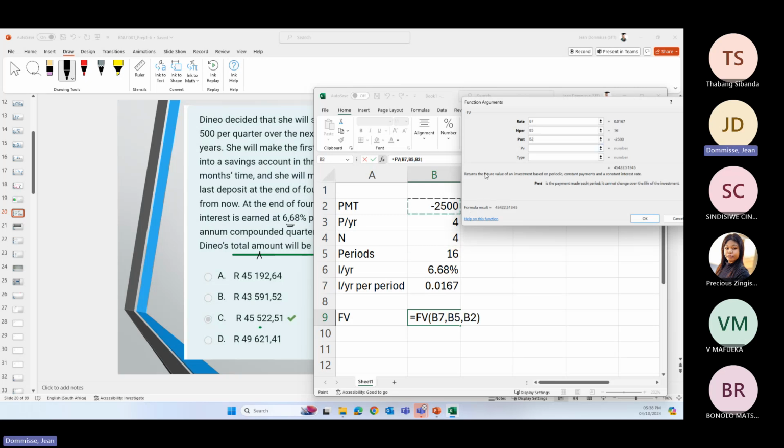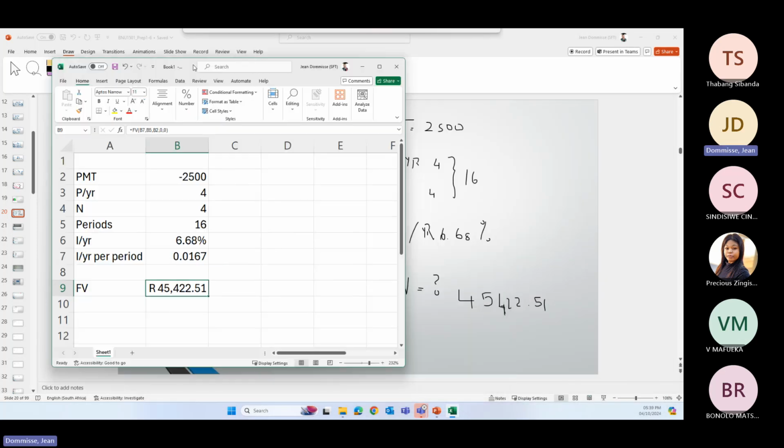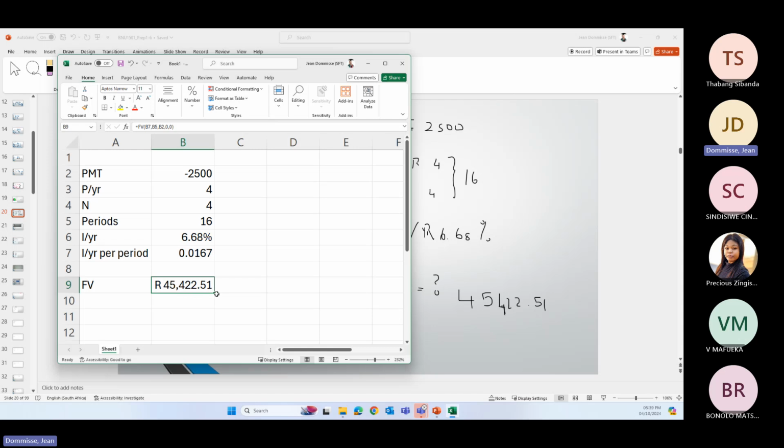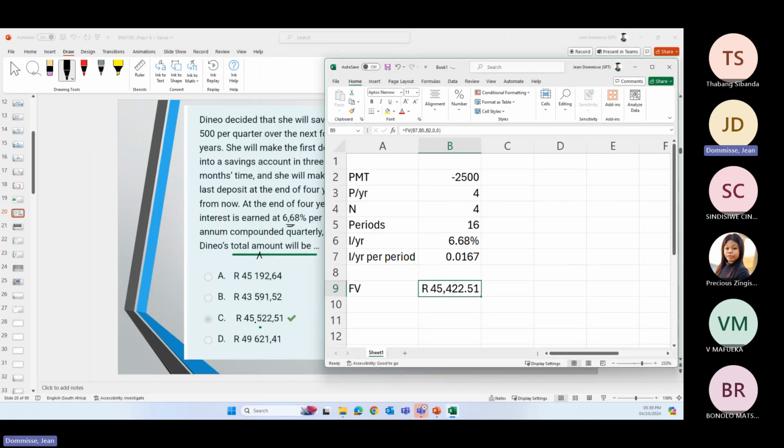PMT was the 2,500. We don't have any present value. And there you can see also the 45422.51, which again is not actually what they said was the correct answer. So you can see again they made a mistake in there, and something like that should not happen in the exam.